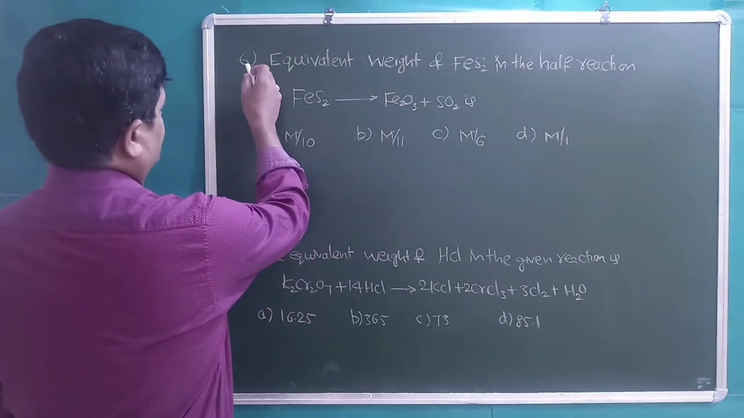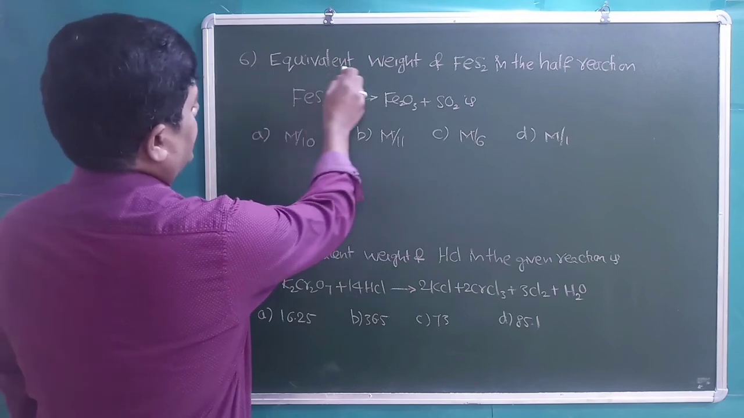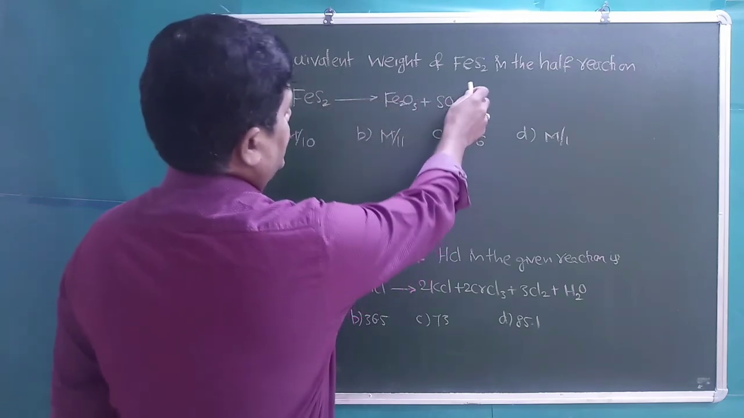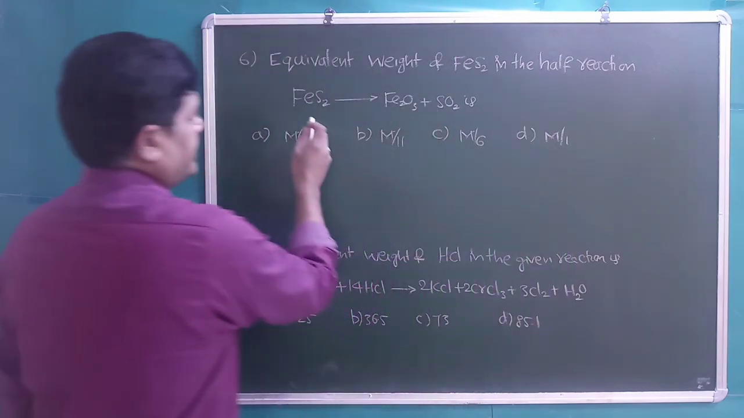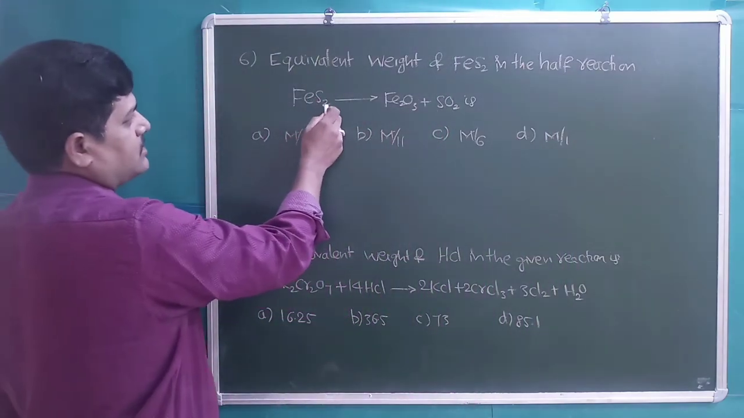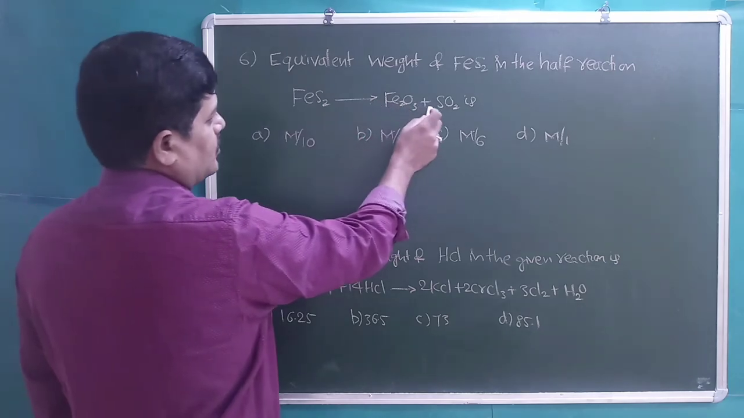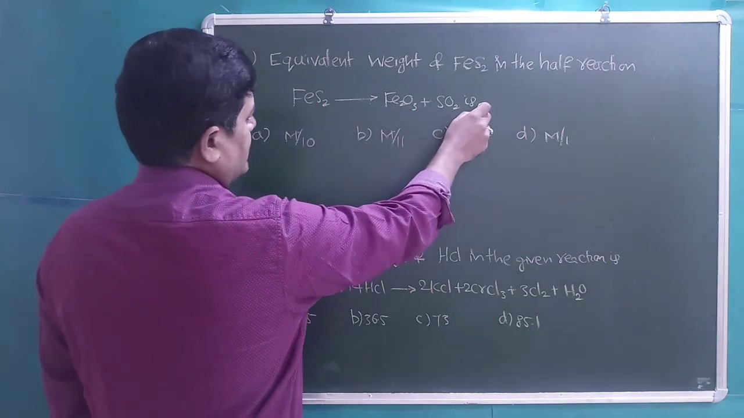Dear students, next question, question number 6. Equivalent weight of FeS2 in the following reaction. The equation is given as FeS2 gives rise to Fe2O3 plus SO2.